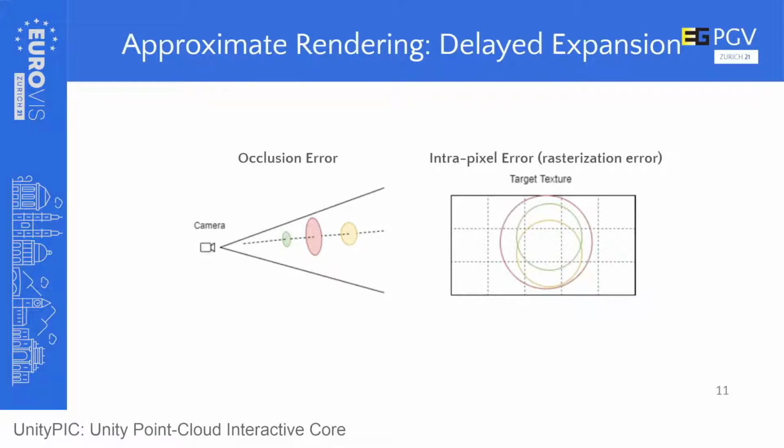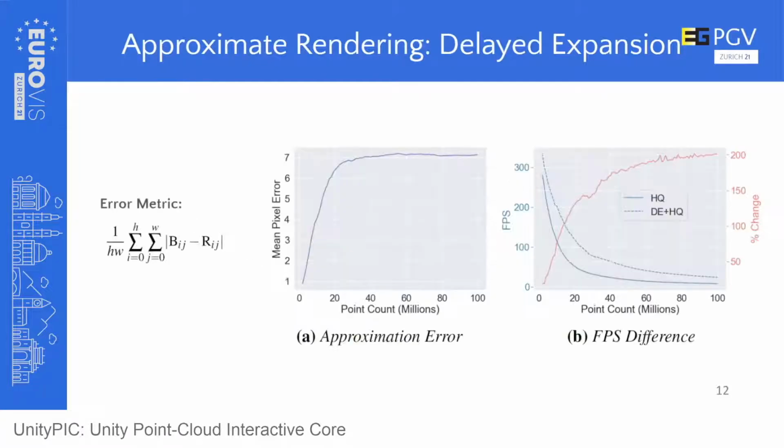The intrapixel error or rasterization error occurs when 2 points of the same size are rendered to the same pixel. The slight difference in their positions within the pixel can cause differences in the rasterization results.